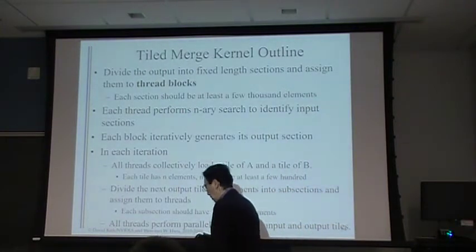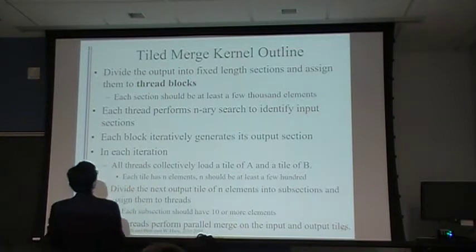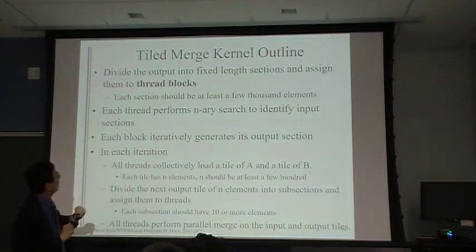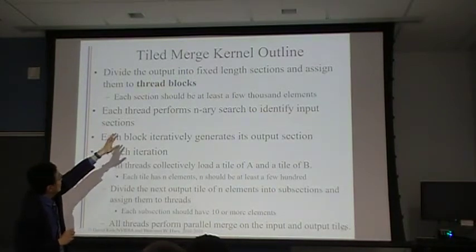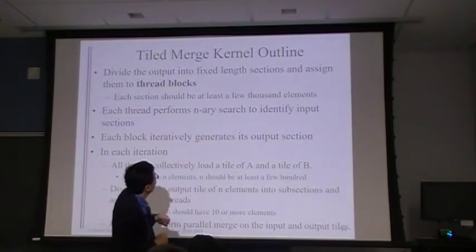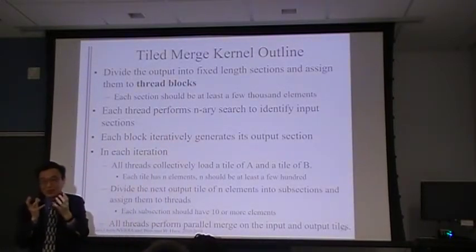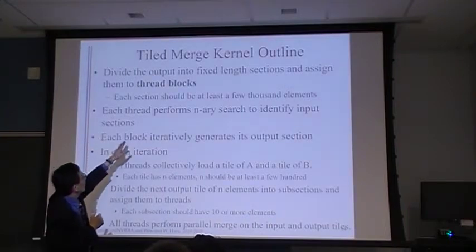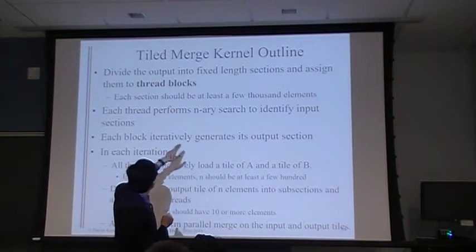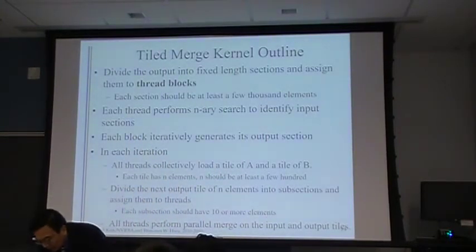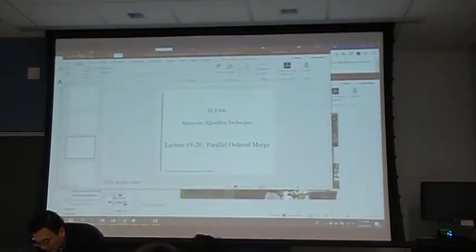For this tiled kernel, we're going to divide the output into fixed-length sections, and again, a big number of elements, and assign them to thread blocks, right? And each section should be at least a few thousand elements so that there's enough work for each thread block to do. And the co-rank search is performed by a representative thread of each block. So I would change that. This is not each representative thread.